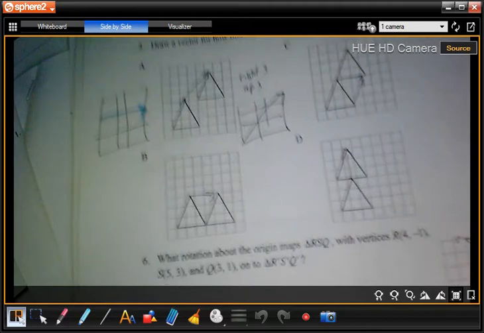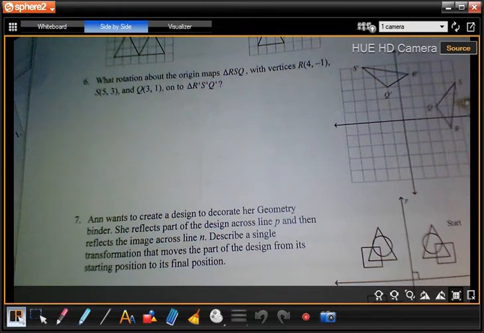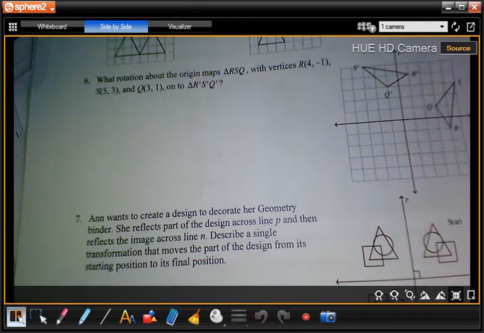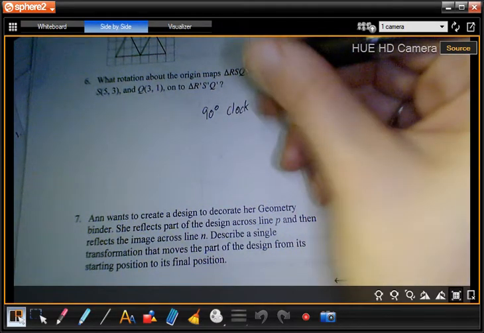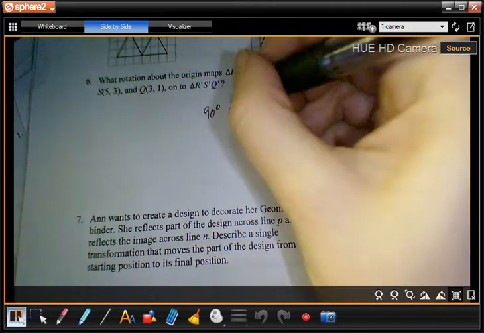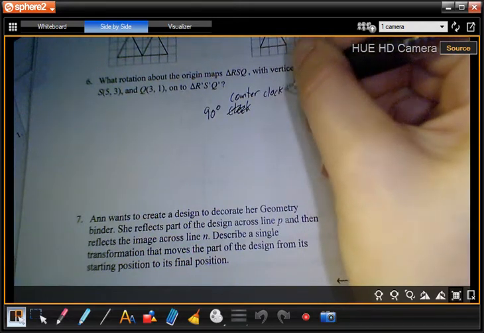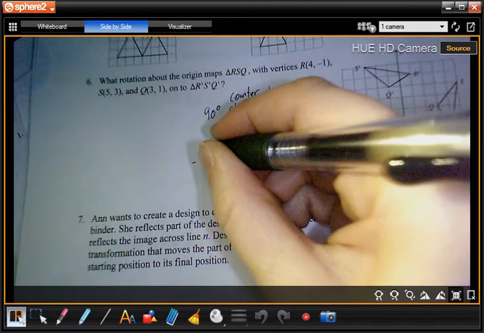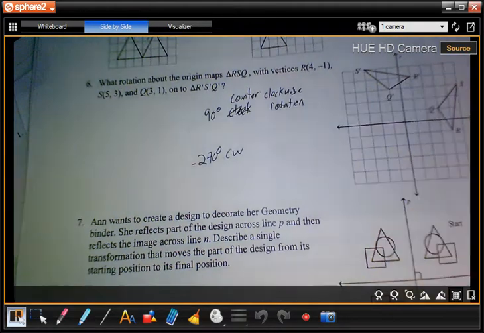Okay. Number 6. I want to know what happens from triangle RSQ to image RQS. What happened to get to one from the other? It is a 90-degree clockwise rotation. You're right, it's counterclockwise. Counterclockwise. You're right. Rotation. Now, you could put it is 270, which is a clockwise rotation, going that way. Either one is correct.